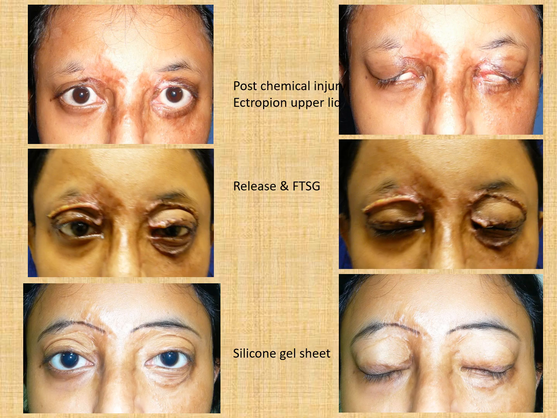Post-chemical injury, ectropion of the upper eyelid, release and FTSG done for both the sides. The grafted area was treated with silicone gel sheet, and as days passed by, the hypertrophic margins all settled down.